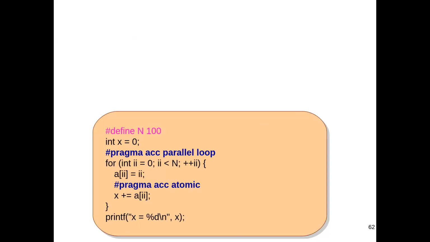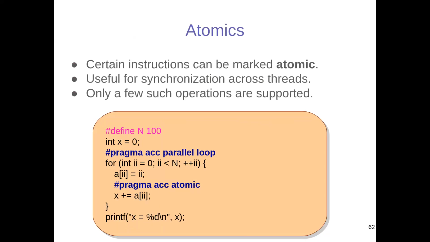All right, that was a good discussion. Let me move ahead from here. So atomics, certain instructions can be marked atomic. It's useful for coordination across threads, and only a few such operations are supported. That is what we discussed.